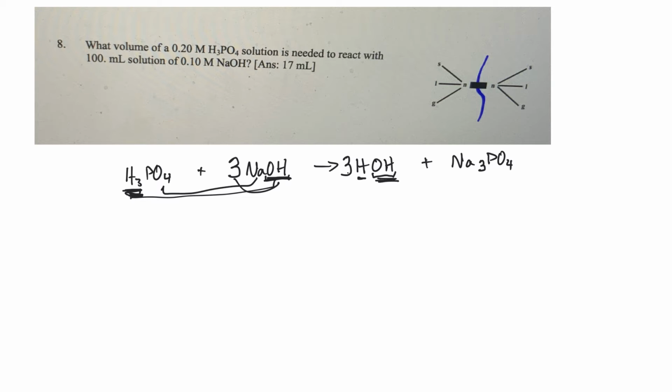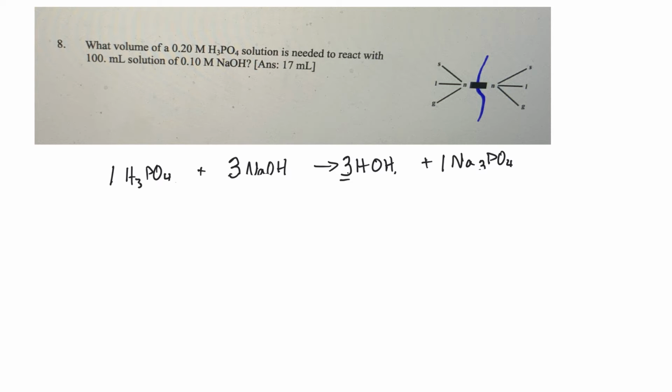Now I've got 3 hydroxides, but that gives me 3 sodiums, which I already have here. Here I have 1 phosphate, here I have 1 phosphate. Everything's balanced. Okay, let me get rid of all my scribbling. Okay, that's a 3. So now that everything's balanced, 1 of these reacts with 3 of those to give 3 of those and 1 of those. That's my balanced chemical equation.